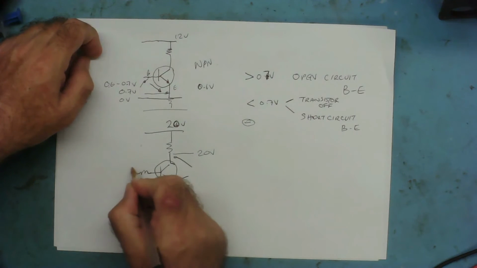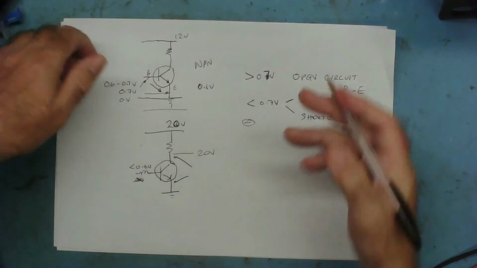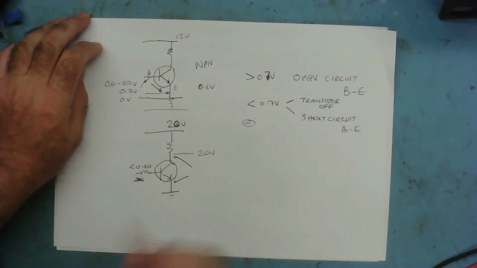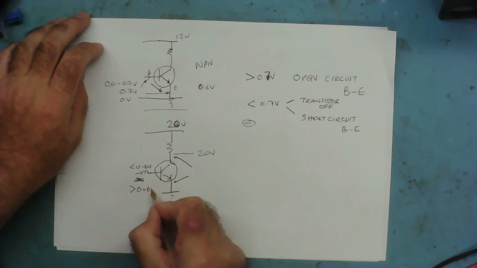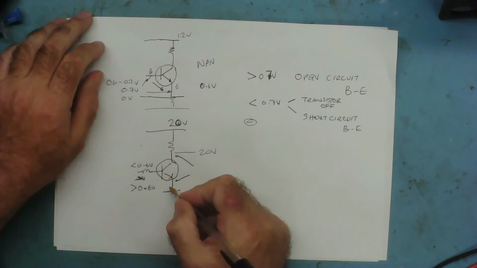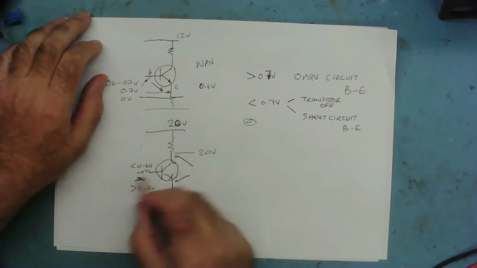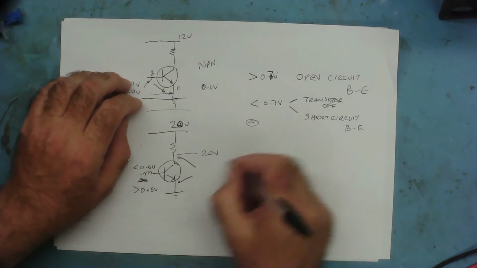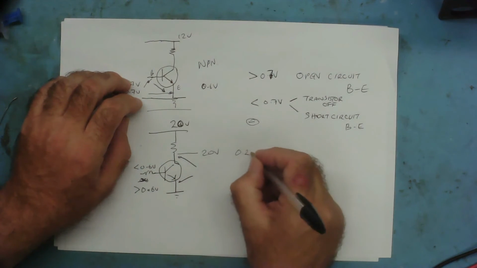If there's less than 0.6 volts on the base, that's what you'd expect to see. If there's more than 0.6 volts on the base, you'd expect this transistor to be turned on. So you'd expect the voltage here to be somewhere less than 20. If it's in its active phase, it could be anywhere between 20 and, when it's fully turned on, about 0.2. Could be anywhere in between.